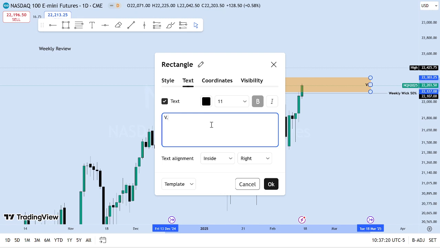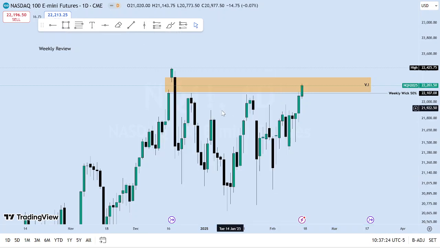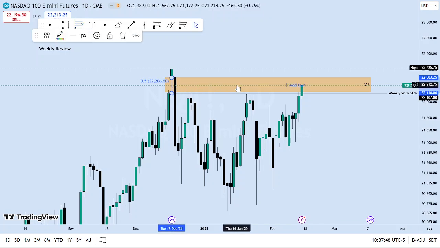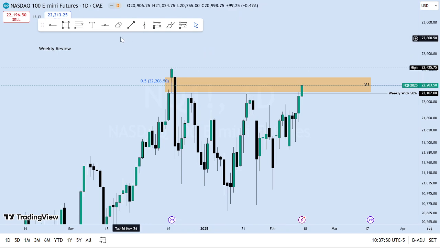Volume imbalance. Gap. It's an inefficiency. Price coming inside it for the first time acts as a resistance, rejected for the first time. To get a 50%, that's the consequent encroachment of this void, volume imbalance. You anchor from the high to the low. That's the 50% of this void.